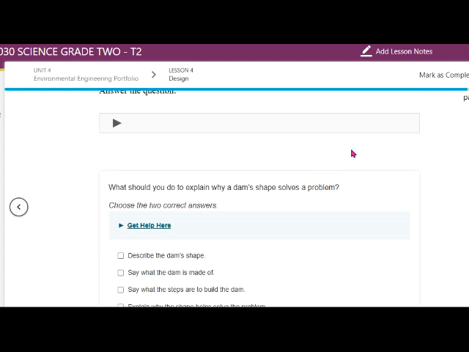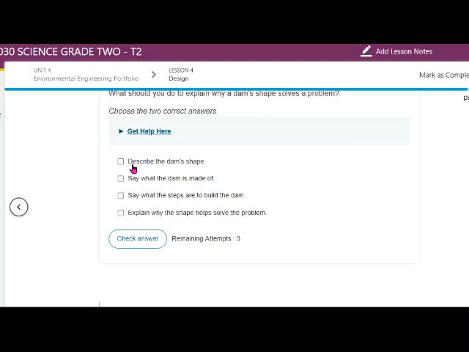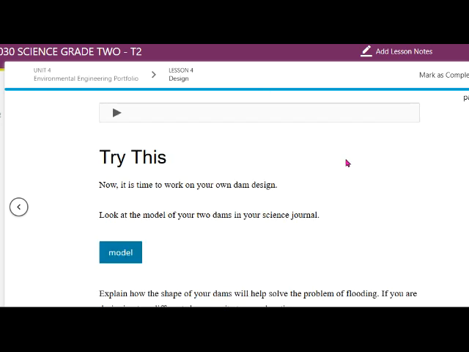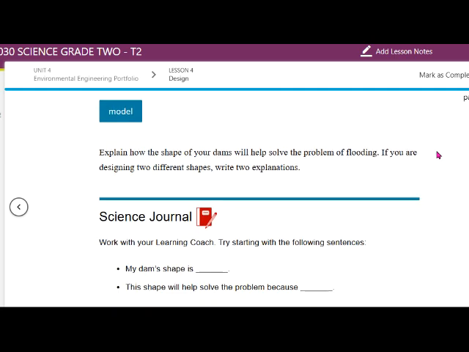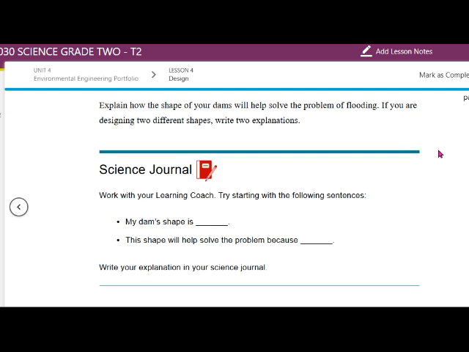All right, what should you do to explain why a dam's shape solves a problem? You can choose two correct answers, only two of these are correct, and then check to see if you got those right. Now it's time to work on your own dam design. Look at the model of your two dams in your science journal. Explain how the shape of your dams will help solve the problem of flooding. If you're designing two different shapes, write two explanations.